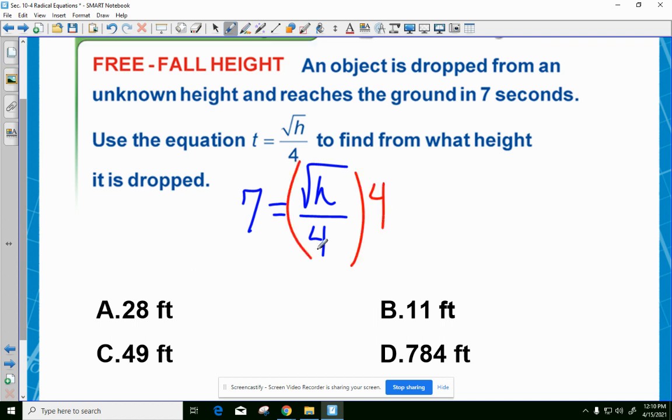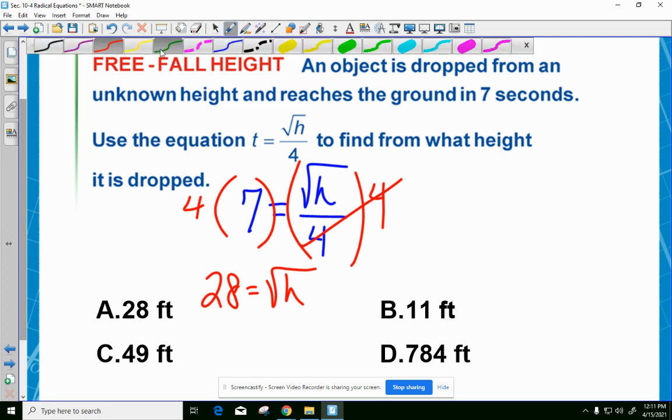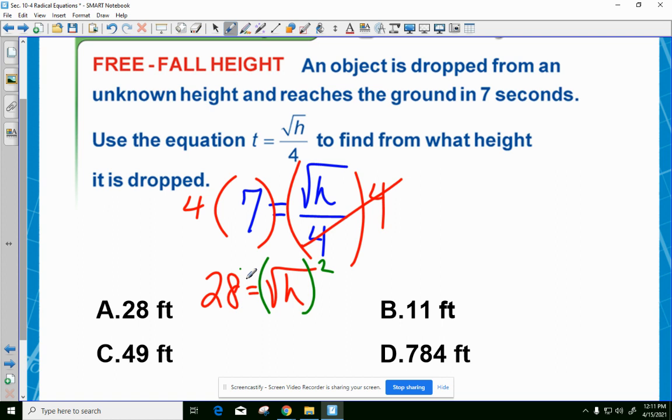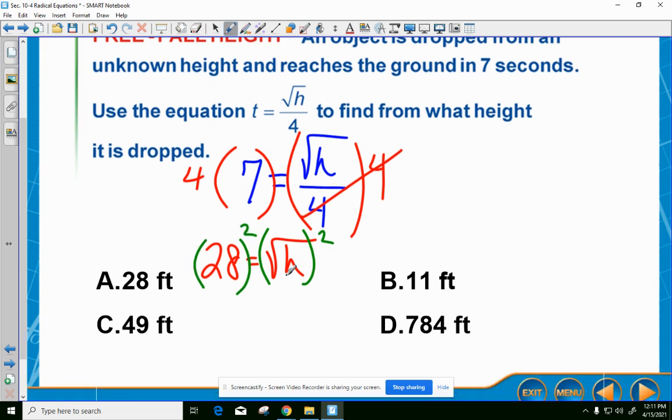So I'm going to multiply both sides of this equation by 4. That is going to cancel the 4s on the right side of the equation. On the left side, 7 times 4 is 28. On the right side, I now just have the square root of h. Now that I have the square root, how do you get rid of a square root? You square it. So I'm going to square both sides. When you square a square root, they cancel each other out. You just get h. And on the left-hand side, 784.